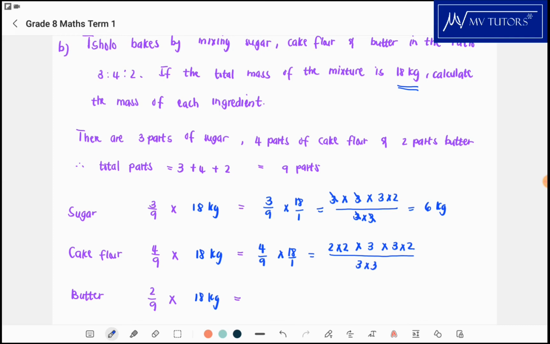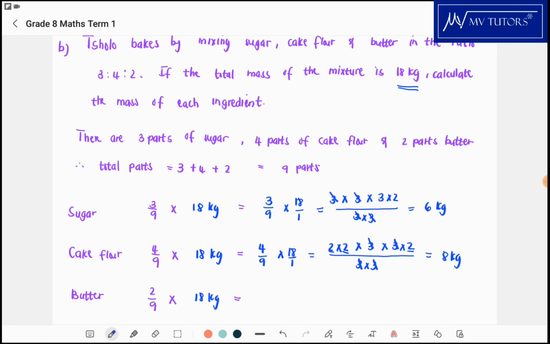So let's go and remove what doesn't need to be there. So 3 divided by 3 is 1. 3 divided by 3 is 1. I'm left with 2 times 2, which is 4, times 2, which is 8. So now I have 8 kilograms of cake flour that I need.